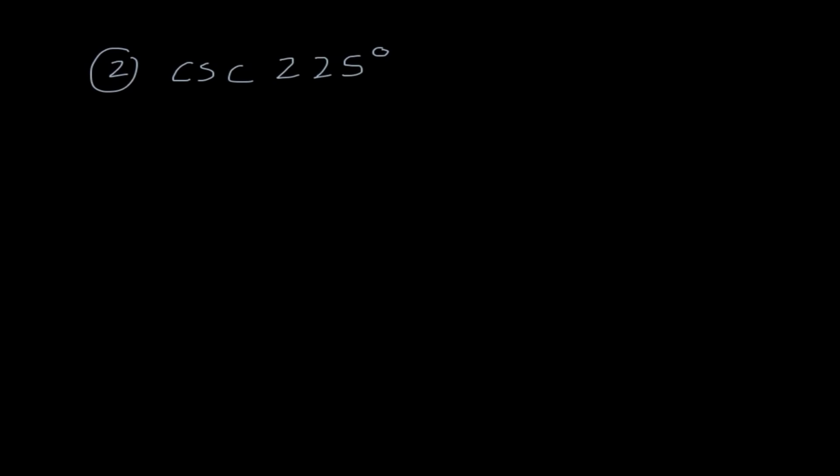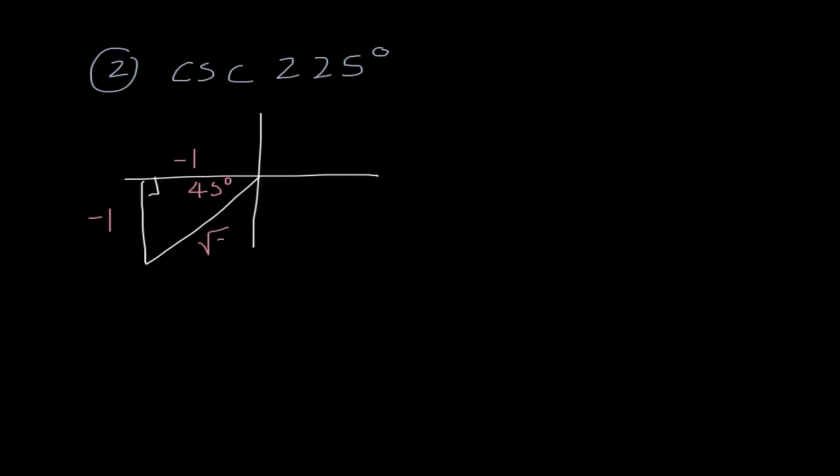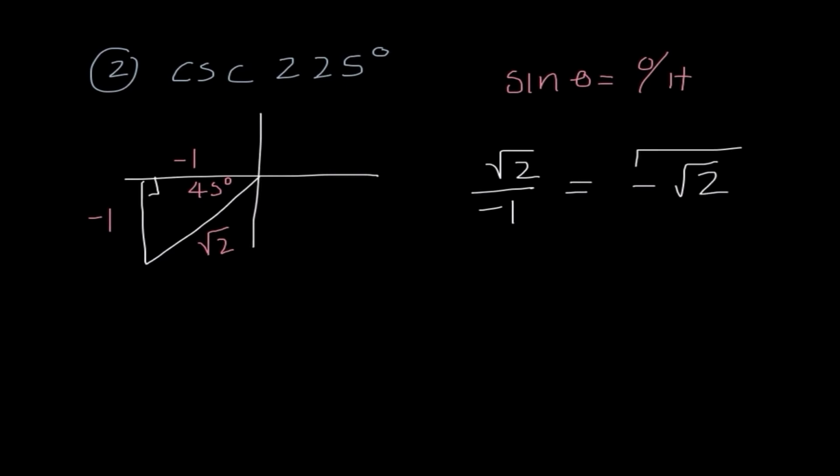Let's do one more like this. This time we have cosecant of 225. I know 225 is in quadrant 3. And that is 45 degrees away from the x-axis. So my opposite side is negative 1. My adjacent side is negative 1. And my hypotenuse is radical 2. I know cosecant is the reciprocal of sine. And I know sine is opposite over hypotenuse. So cosecant has to be hypotenuse over opposite. So I end up getting radical 2 over negative 1, which is negative radical 2.